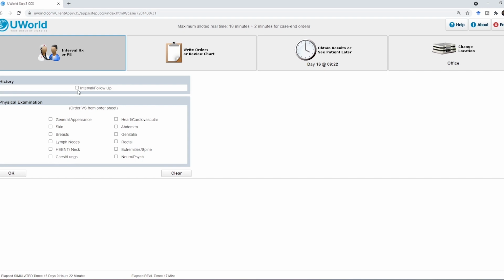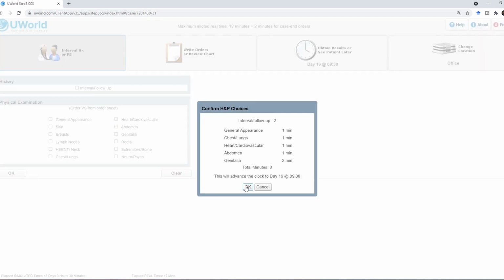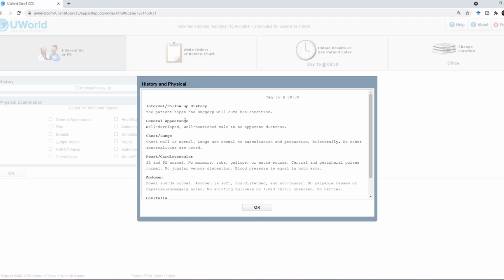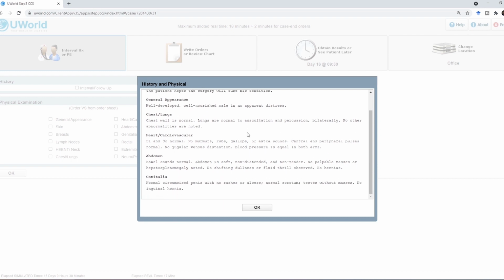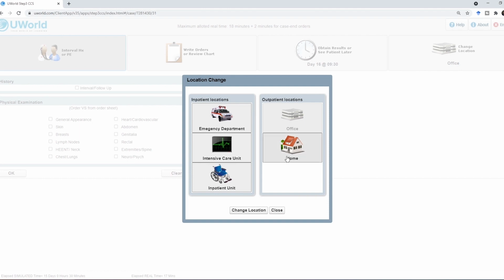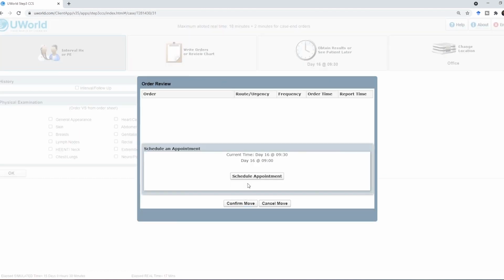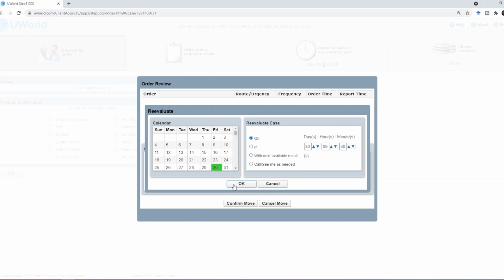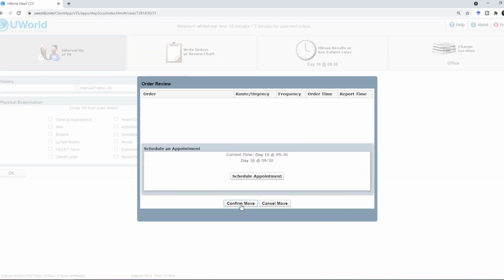When the patient is back in the office, you can order interval history, general examination, chest, heart, abdomen, genitalia, okay. And you can see that the patient hopes this surgery will cure his case. So nothing changed from last time. And we can schedule another appointment in a week or two to see if there is anything happening. So schedule appointment, maybe in 2 weeks, confirm move.